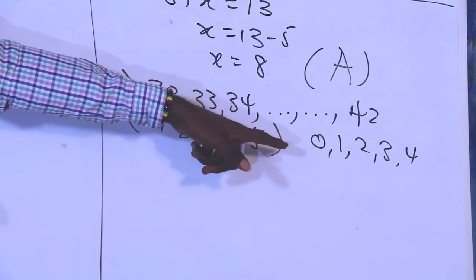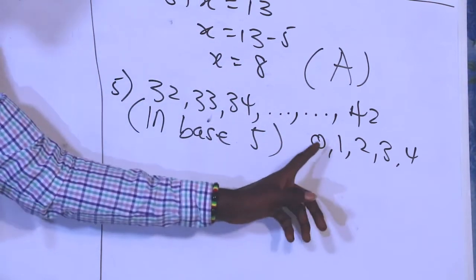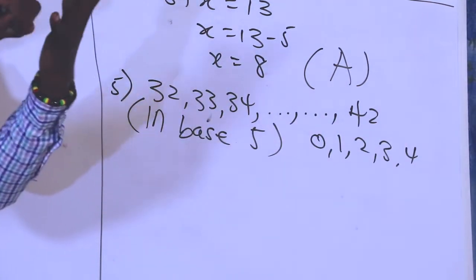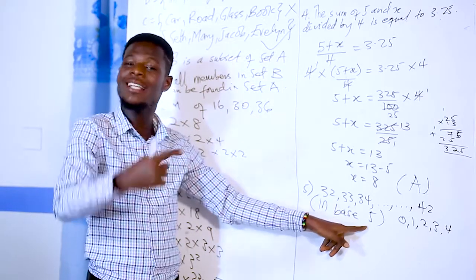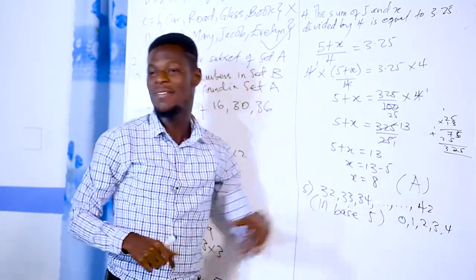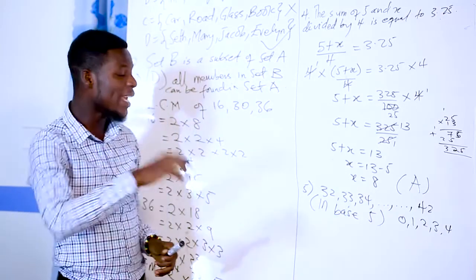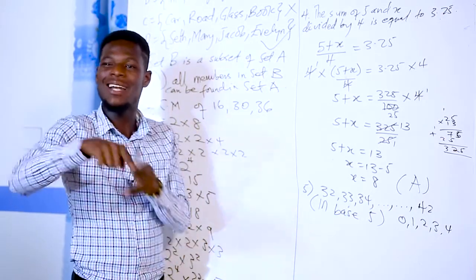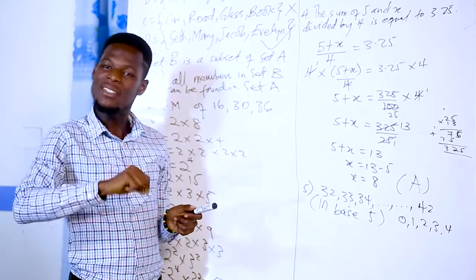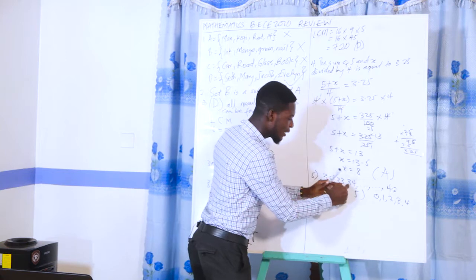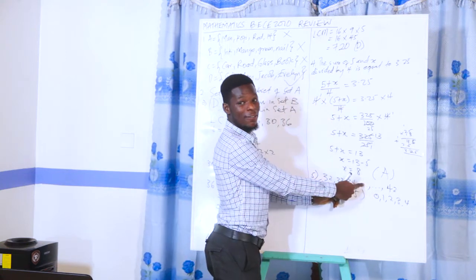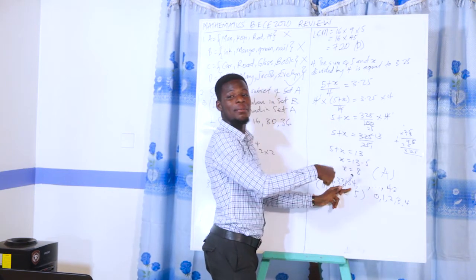Are you getting it? The digits in base 5 are 0, 1, 2, 3, 4. 5 digits. So 5 itself as a number is not part of base 5 digits. Which means that if you see any number with 5 in it, it cannot be under base 5. Base 5 digits end with 4. So it means that after 34, the next number is 35. But 5 is not a digit in base 5.